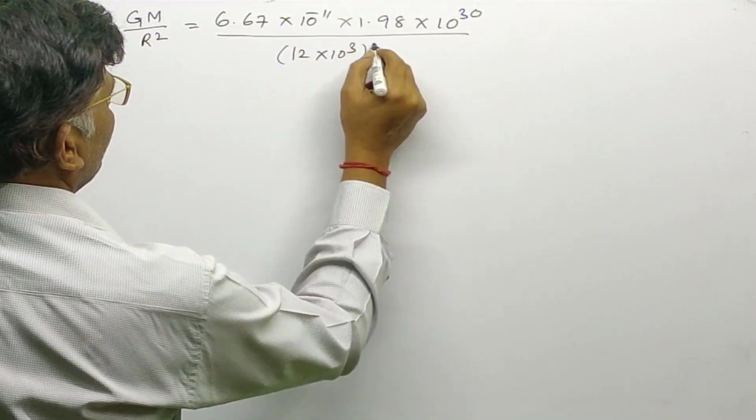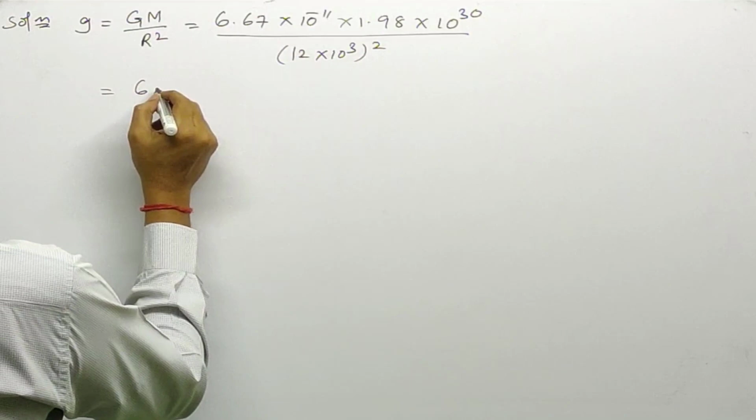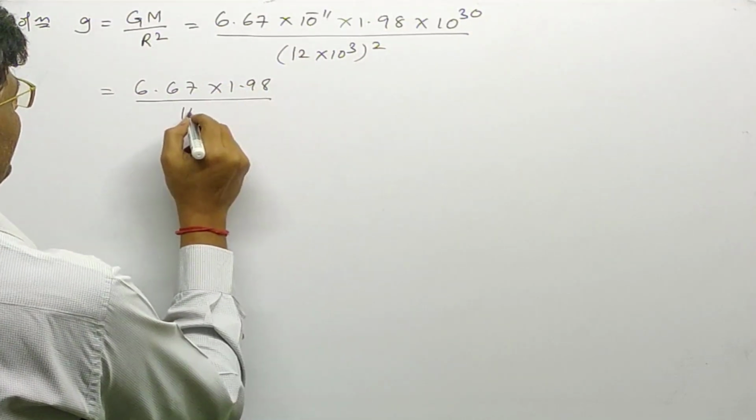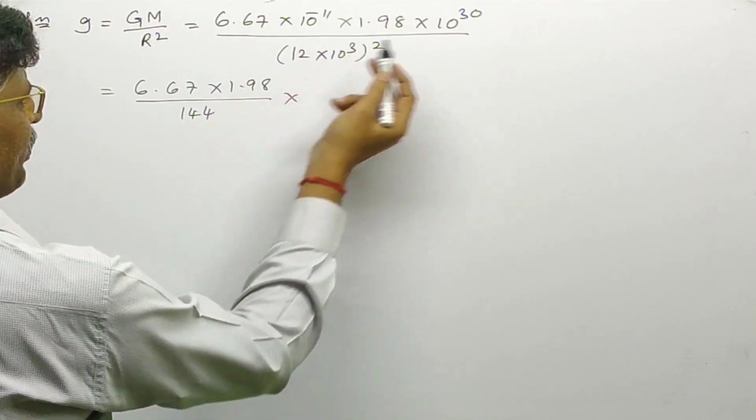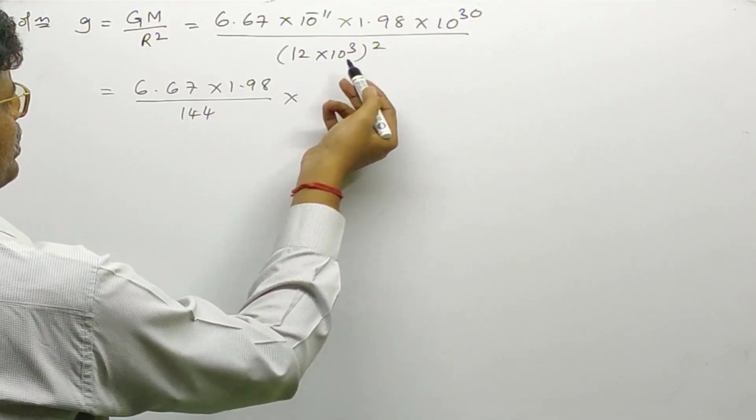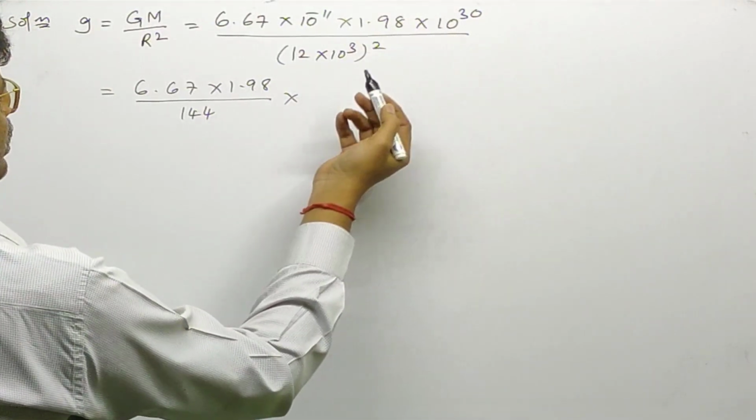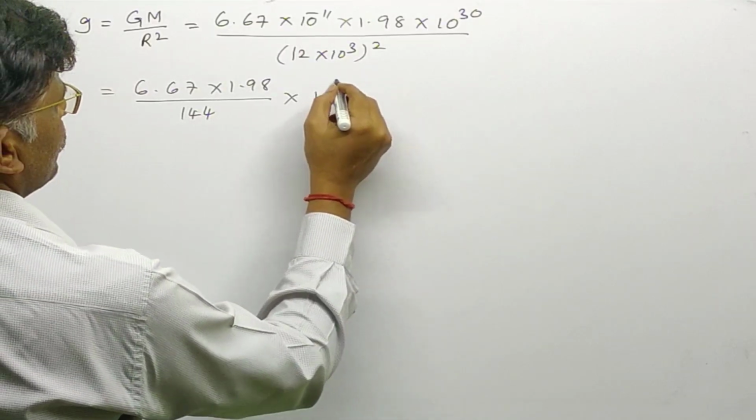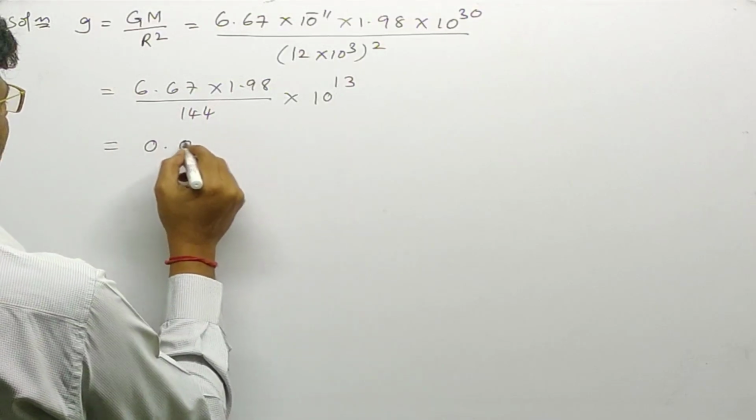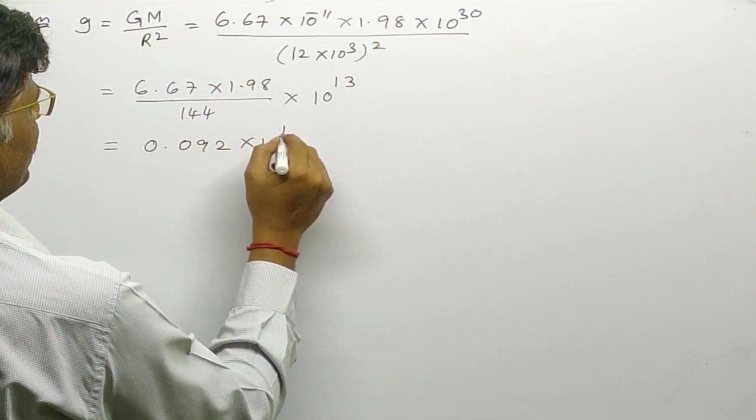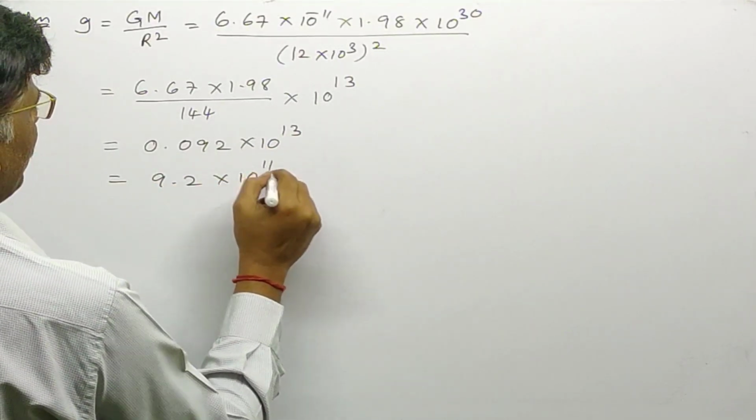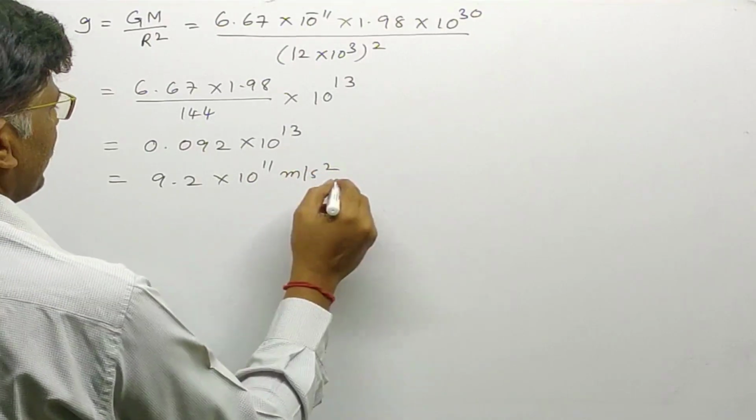So (12 into 10 cube) whole square, that is equal to 6.67 into 1.98 divided by 144 into 10 power 30, 10 power minus 11, 10 power 19 remaining in the numerator, 10 power 6 in the denominator, so 10 power 13 remains. This value is 0.092 into 10 power 13, or 9.2 into 10 power 11 meter per second square.